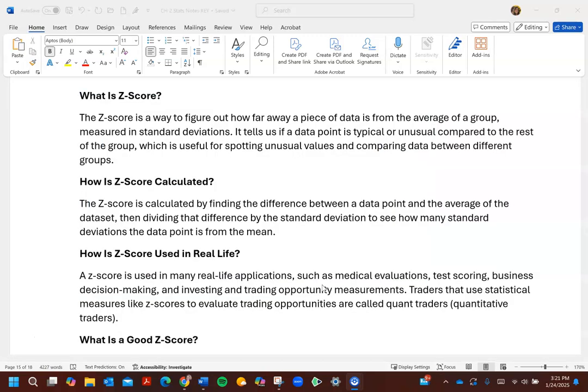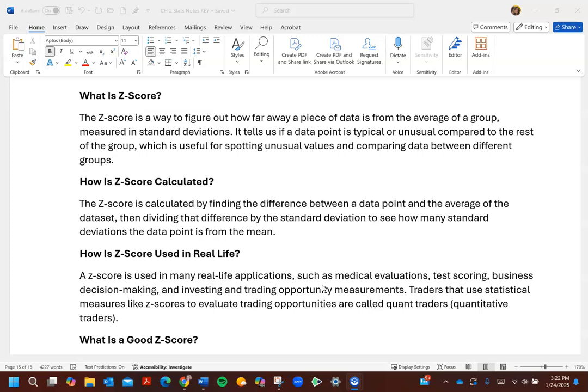So we're going to really quickly look at z-scores. We don't use them too much in the course anymore. We used to use the z-scores a lot, but we'll use them a little bit. It's a way to figure out how far away a piece of data is from the average of a group, measured in standard deviations. So it tells us if a data point is typical or unusual compared to the rest of the group, which is useful for spotting unusual values and comparing data between different groups. It's calculated by finding the difference between the data point and the mean, and then dividing by the standard deviation, and all of the formulas for that are below.